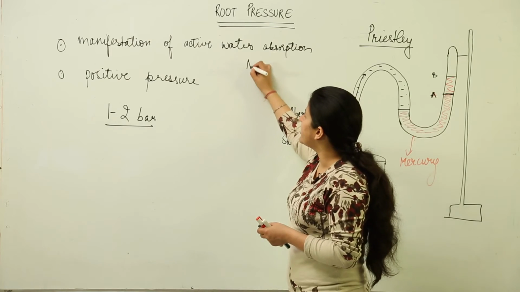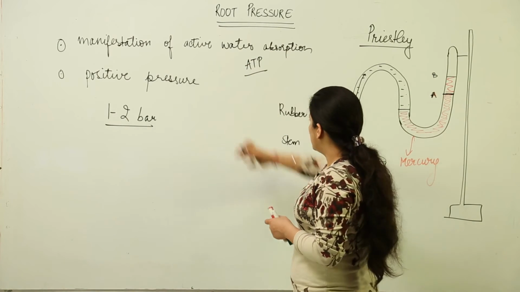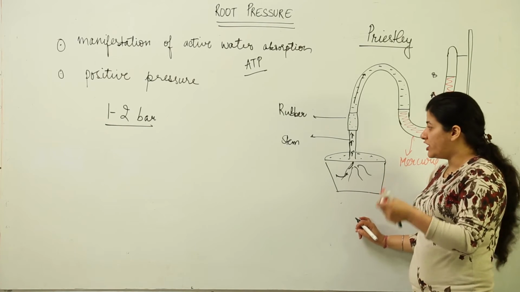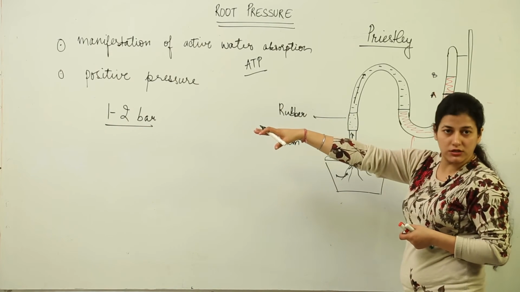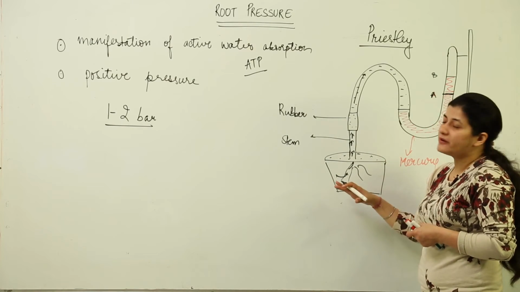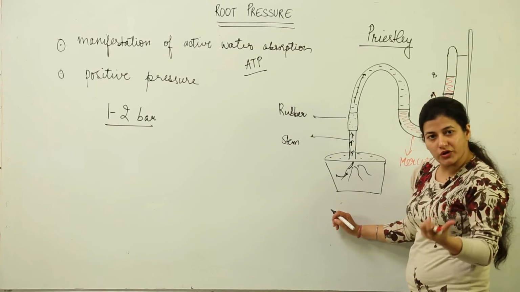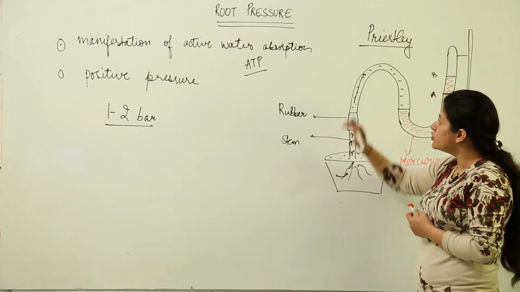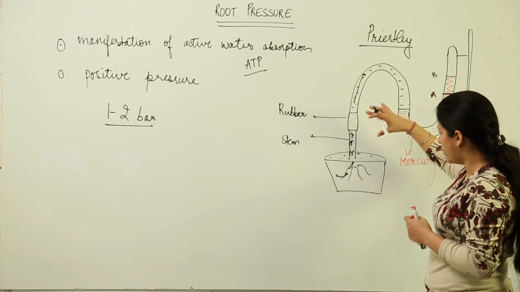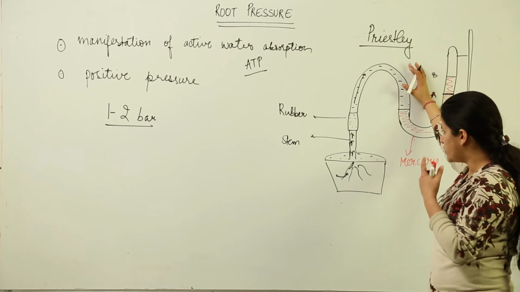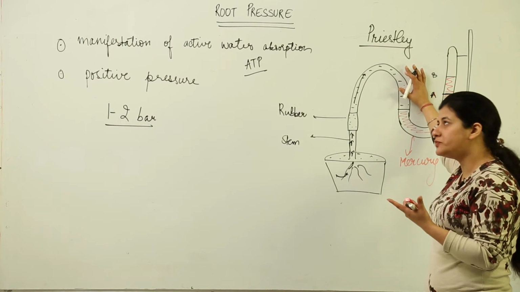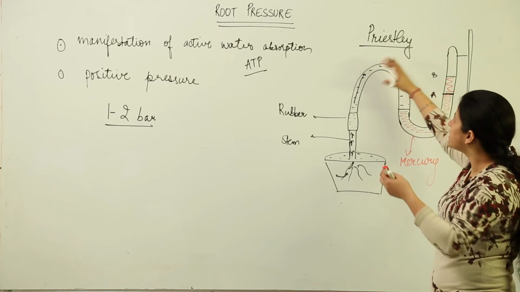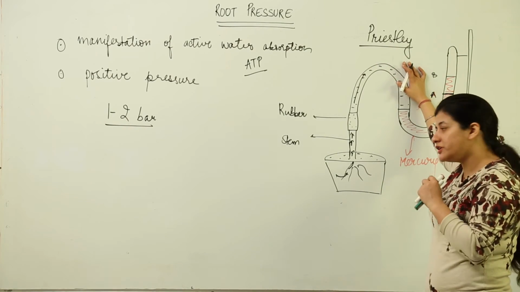So the positive pressure due to the absorption of water, which involves ATP, leads to generation of a pressure as much as 1 to 2 bar, and that pressure being generated by the root water column is known as the root pressure. This root pressure theory had a long hold while it was being discussed how the absorption of water takes place in plants, but later on it was discarded. It was discovered by Priestley, as I told you. Later on it was discarded.